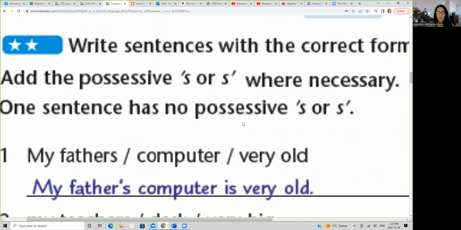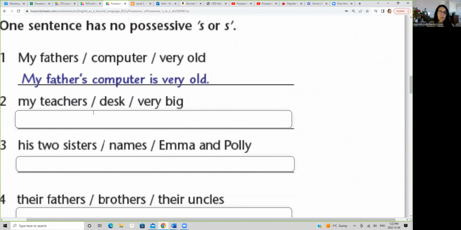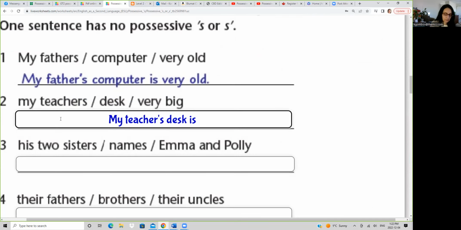Continue this to see how well you can do. And this one is just typing. So for example, my teacher's desk is very big. Okay, so my father's computer, which one is correct? You see my teacher, apostrophe S. My teacher's what? My teacher's desk. How is it? It is very big. Remember that when you use a singular like this, it is. If I use plural, it will be are.